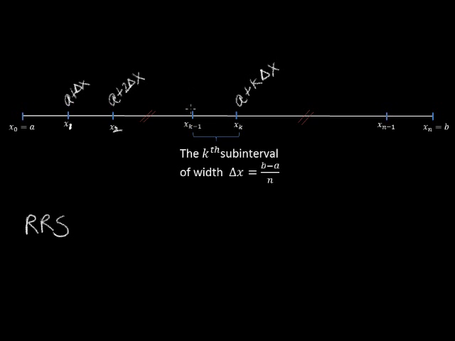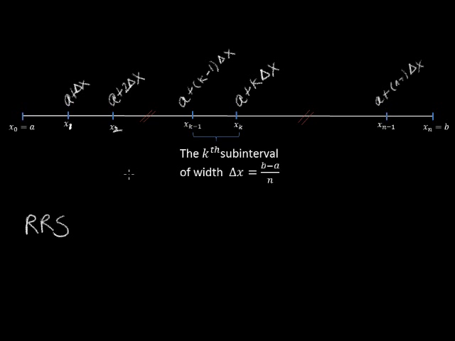And for that matter, we have a formula for x sub k minus 1: a plus k minus 1 jumps of delta x. And of course, x sub n minus 1 is a plus n minus 1 delta x's, and b is a plus n jumps of delta x. But the ones we want to focus on are these on the kth subinterval, because then we can just let k go from 1 to n, and we have it on all subintervals.